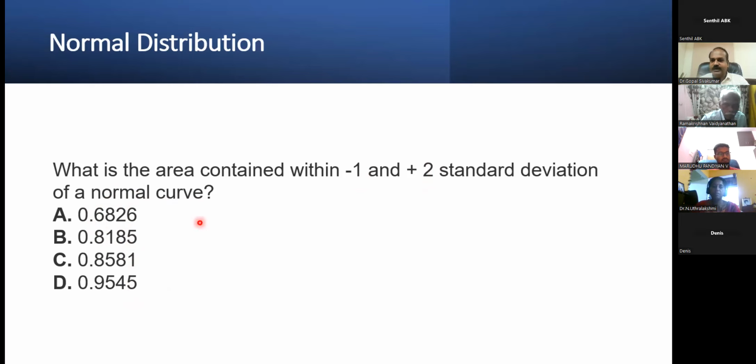So how are you going to calculate? Anybody, do you have any idea? 81%, sir. 0.8185. Very good. Fantastic. You have done some homework. Otherwise, you can't easily work it out.